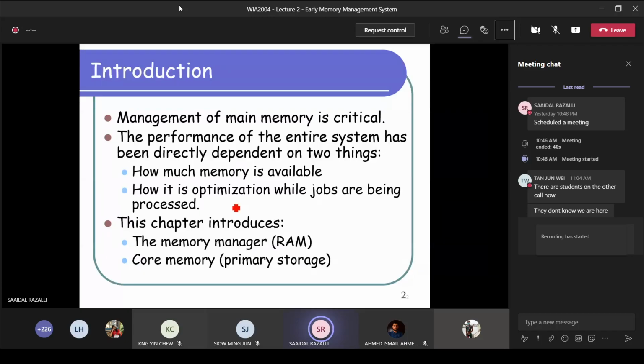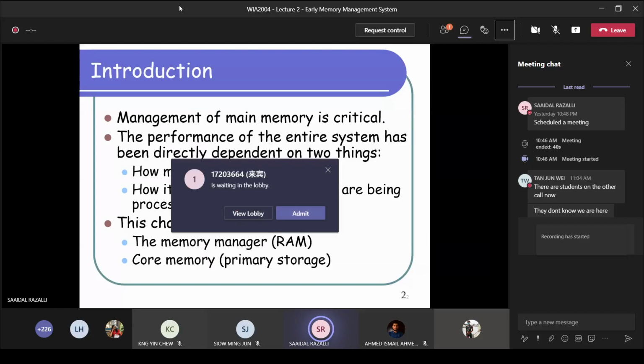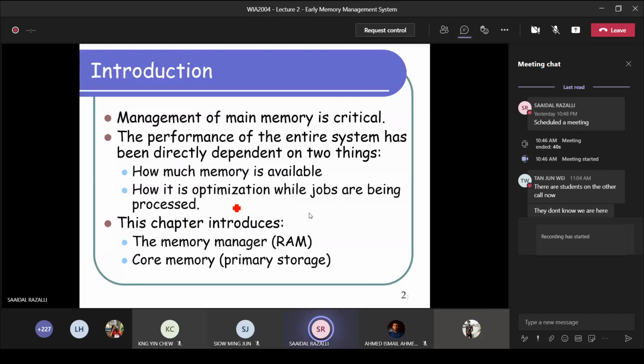If you want to buy a PC or laptop, the minimum now is, I think, 8 GB of RAM, I guess, or maybe 4 GB. But usually now, for the new computer applications, if you are a gamer, you need much more RAM, with both a CPU and a GPU. I think now the minimum acceptable RAM is 8 GB. So this chapter introduces the memory manager, RAM, and the core memory, primary storage.